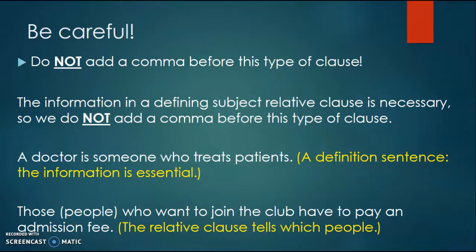Okay, let's take a look at the examples. A doctor is someone who treats patients. Those who want to join the club have to pay an admission fee. The relative clause tells which people in this example. As we have given essential info in both sentences, we haven't used commas.